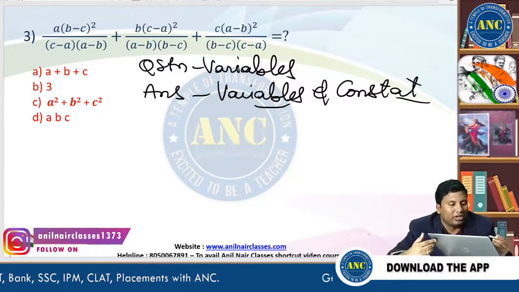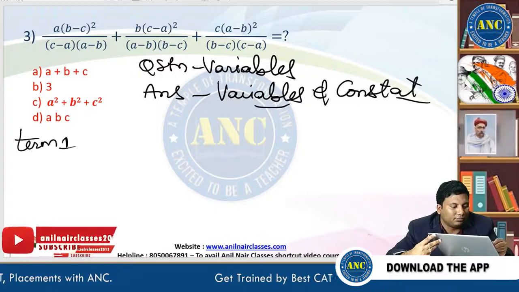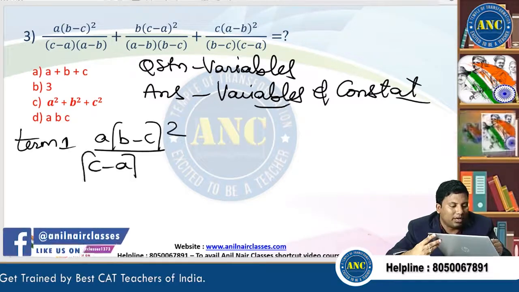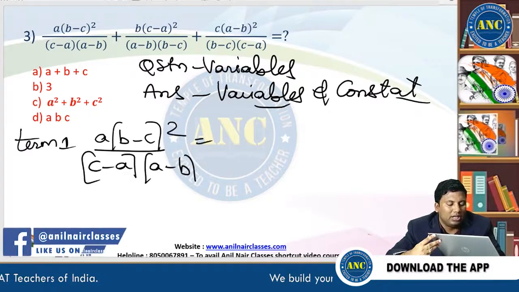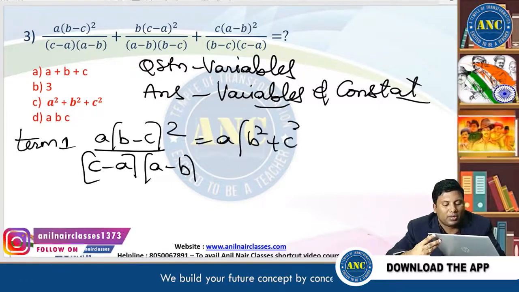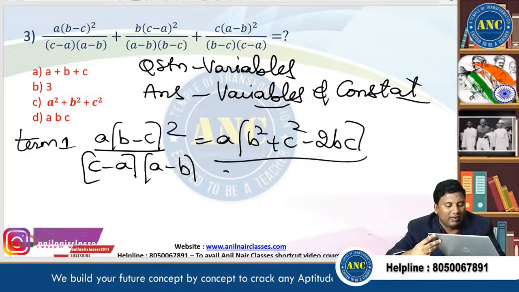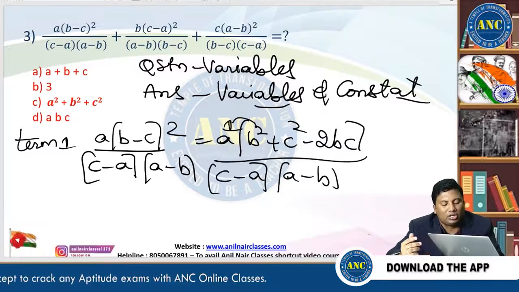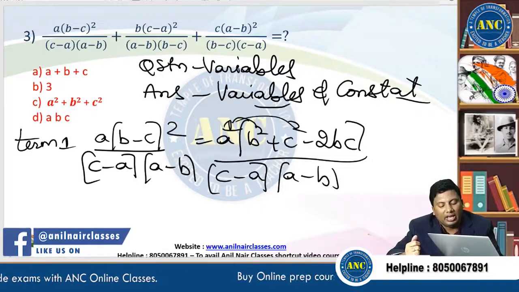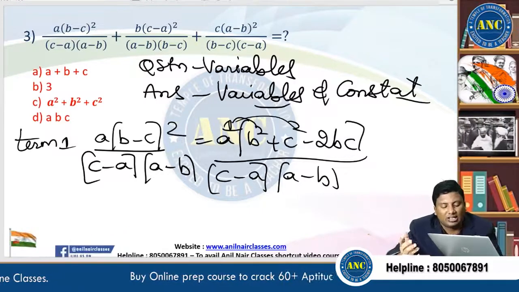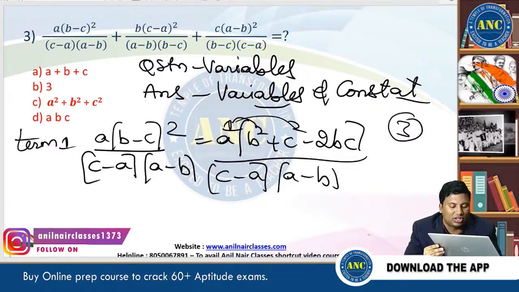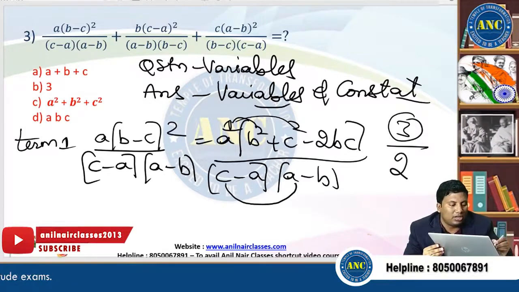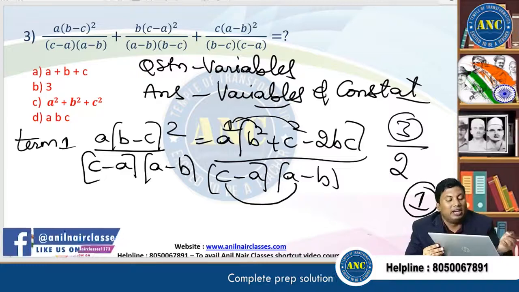Now again 3 terms are there. Term 1, a into b minus c whole square divided by c minus a into a minus b. This is nothing but a into b square plus c square minus 2bc divided by c minus a minus b. A into b square it is 3, a into c square it is 3, a into bc, b is 1, c is 1, a is 1. So degree in the numerator it is 3. Degree in the denominator, it is c into a, it is 2. So 3 minus 2, it is 1. Term 1, degree is 1.